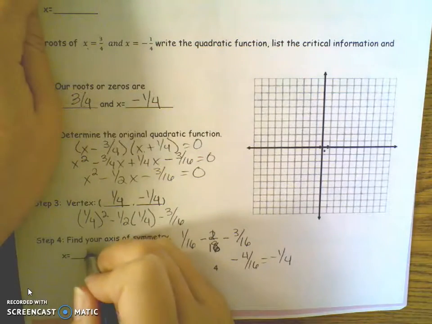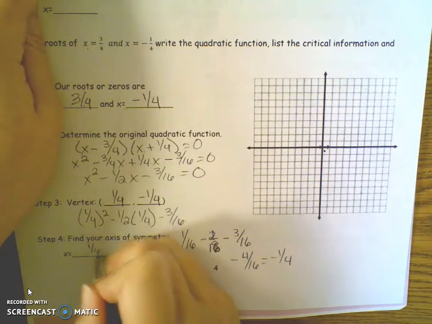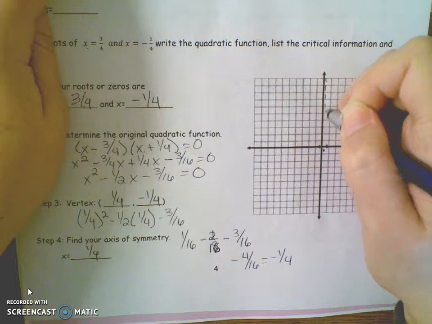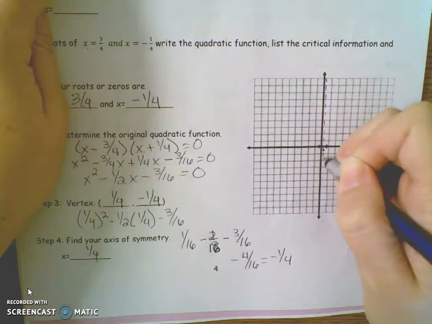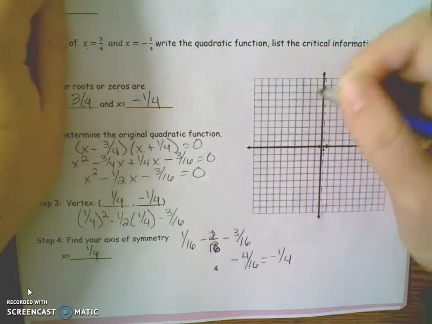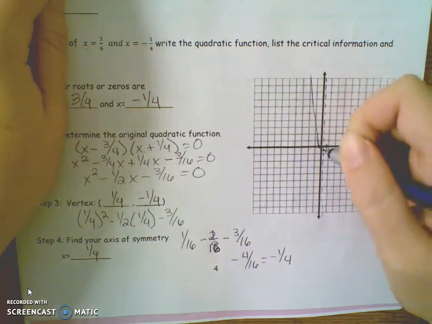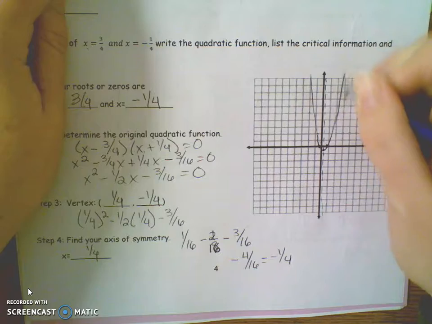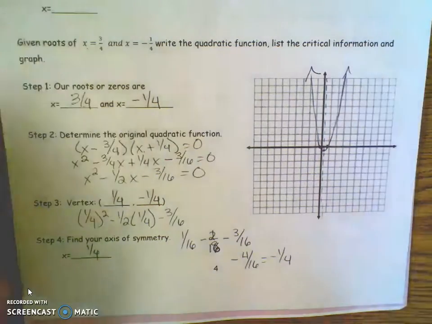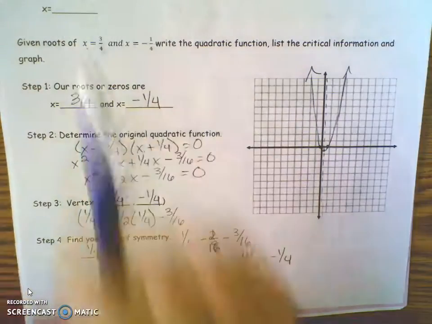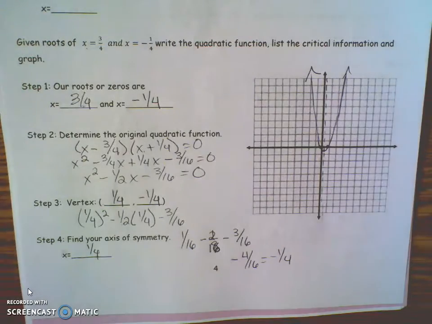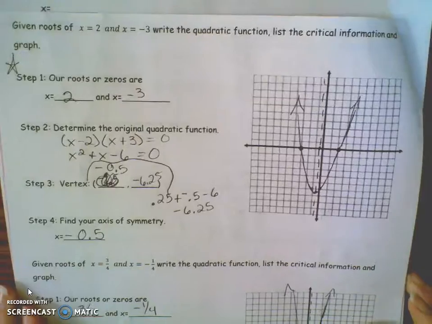My axis of symmetry is going to be in the same place. It's going to be at 1/4, my x value of my vertex. And then I don't really have anything else to help me on this. My y-intercept doesn't help me a lot, so I'm just going to draw with what I've got. Okay, you try the one at the top, pause the video, and come back and take a look at my answers. Okay, here are your answers.